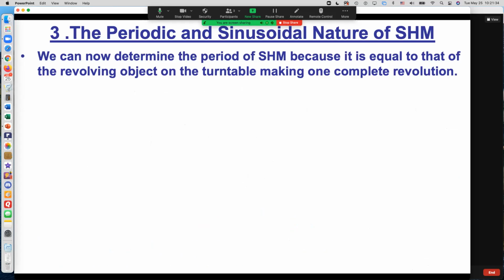So we can now determine the period of simple harmonic motion because it's equal to that of the revolving object on the turntable making one complete revolution, right? It's going all the way around, which is a distance, divided by a time, which is the period, and that's going to be equal to the average tangential velocity, which is V max.